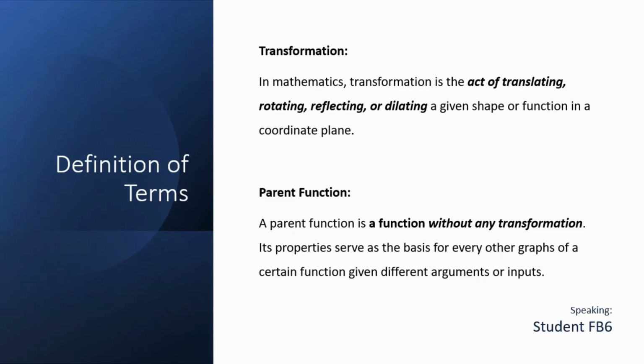Why is that so? Because transformed functions are dependent upon their parent functions. A parent function is a function without any transformation. It is the simplest form of a function among a family of the same type of functions. Therefore, its properties serve as the basis for every other graph of a certain function given different arguments or inputs.